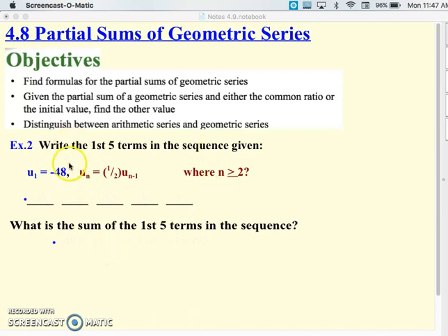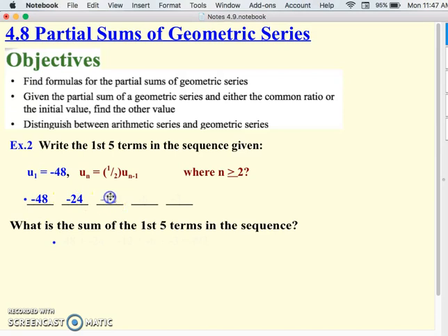So again, practicing the idea of, let's just get some terms going. First term, 48. Our recursive rule says half of the previous term, multiplying it by half, or if you want to see dividing by 2, that's fine. So here's U1, half of that, half of that, half of that.